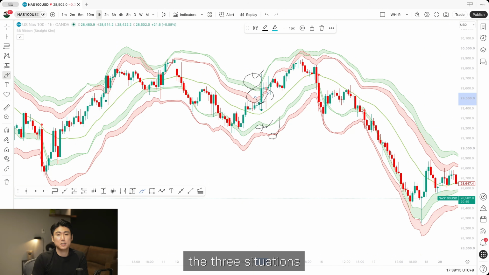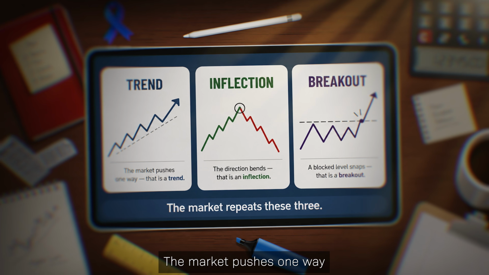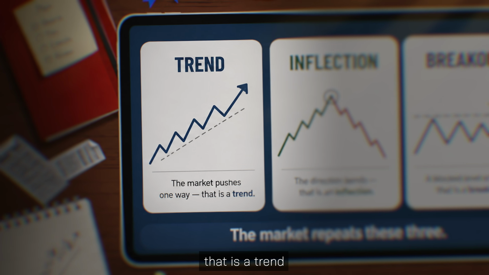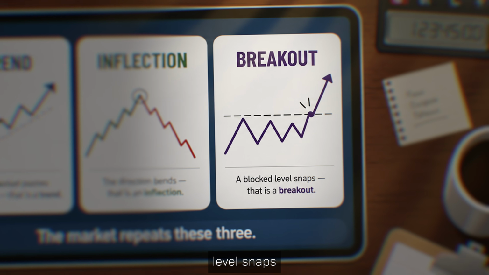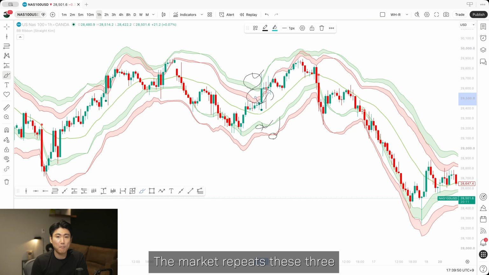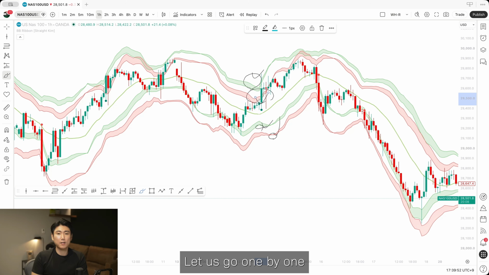These ribbons catch 3 situations: trend, inflection, breakout. The market pushes one way, that is a trend. The direction bends, that is an inflection. A brown level snaps, that is a breakout. The market repeats these 3. Let us go one by one.